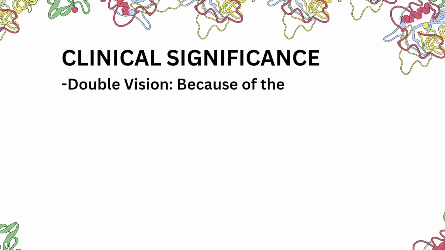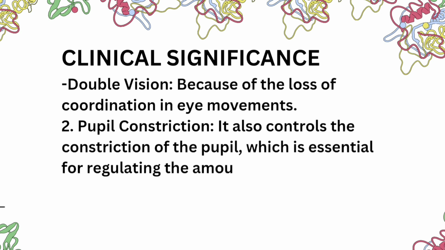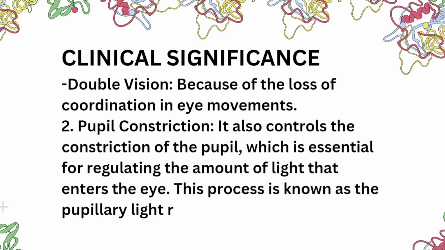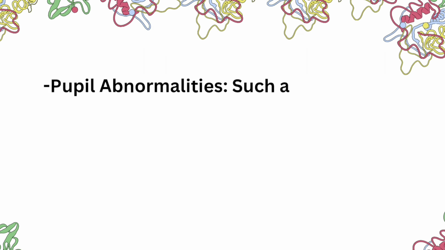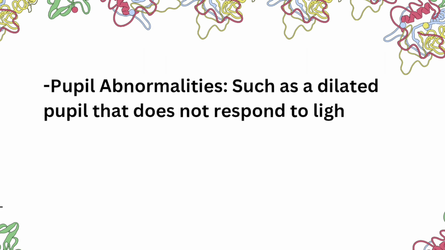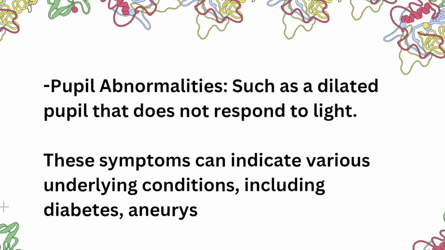Clinical significance. Now, let's talk about some clinical significance. Damage to the oculomotor nerve can lead to several issues, including double vision, because of the loss of coordination in eye movements, ptosis, drooping of the eyelid, pupil abnormalities, such as a dilated pupil that does not respond to light. These symptoms can indicate various underlying conditions, including diabetes, aneurysms, or trauma.